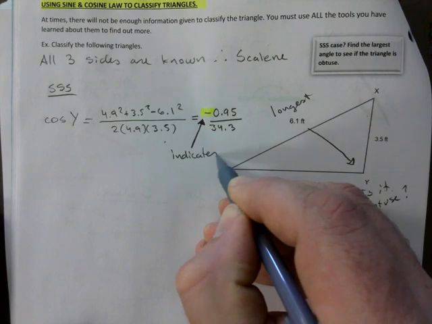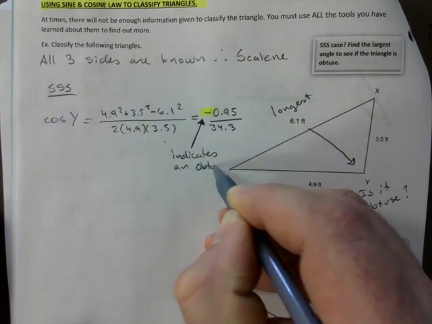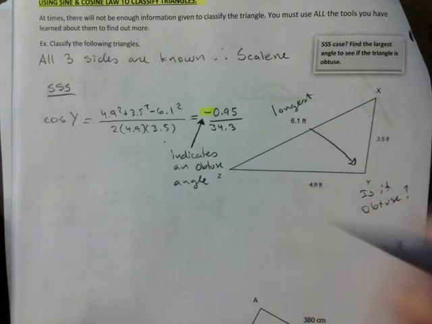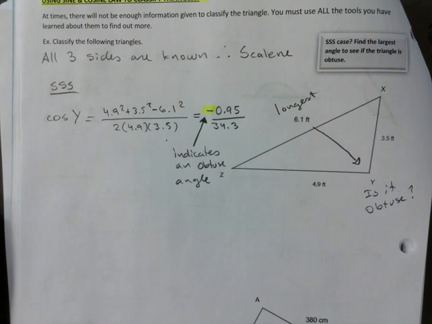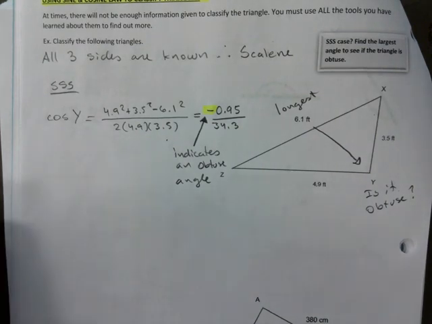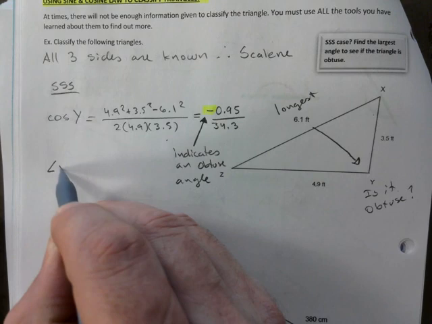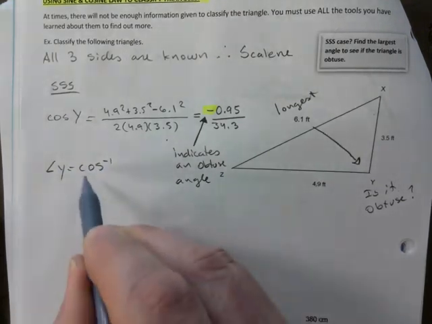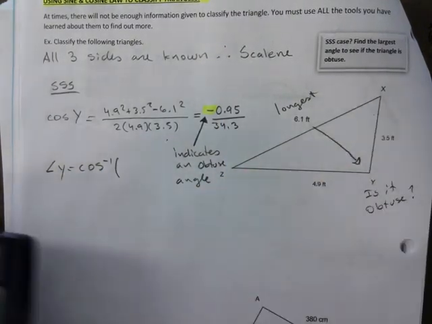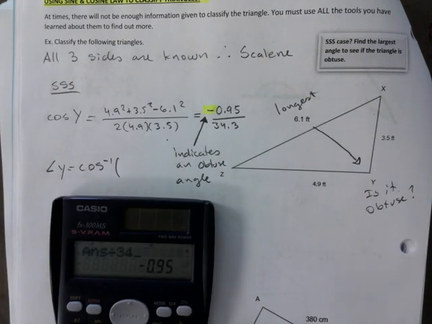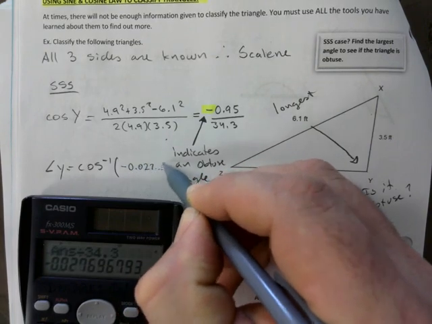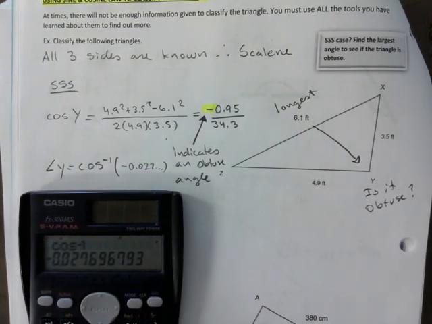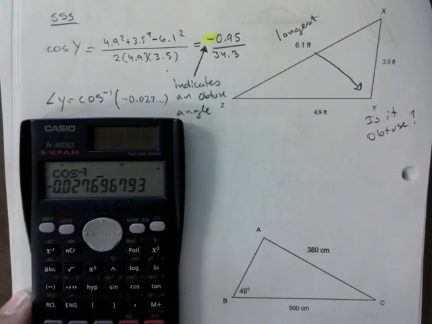That indicates an obtuse angle. So it's done. You don't need to solve. However, we'll do it anyways. We'll go cosine inverse of that. So I'll go negative 0.95 divided by 34.3. That is negative 0.027, and it keeps going. Shift cos. It's 91.59.